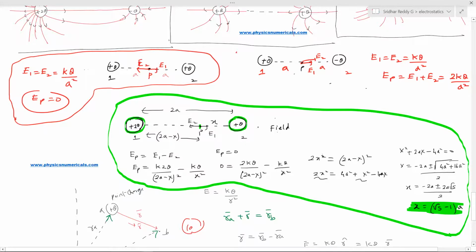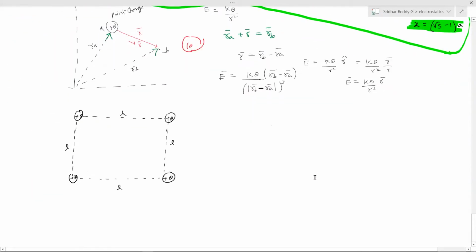Net field will be zero in between the line joining the point charges. Only there can the field be zero here. If you take plus 2Q and minus Q, check it, it will not be in between, it will be external. Okay, we'll explore that condition also. Let me explore that also.